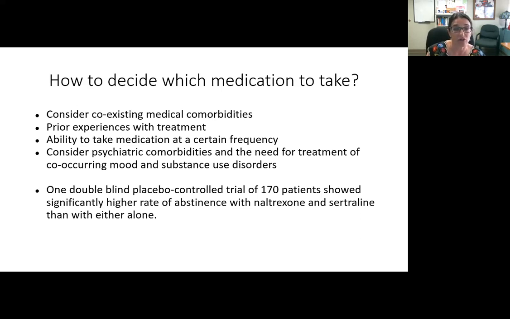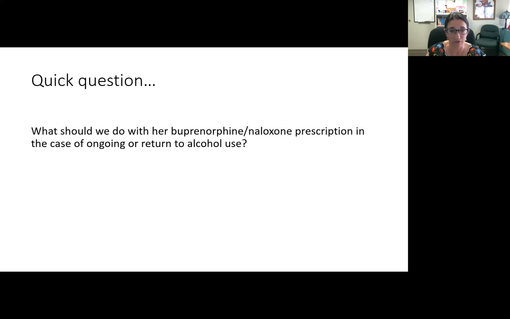Considering their psychiatric comorbidities and the need for treatment of those as well. So we also want to make sure that we aren't neglecting something that may cause someone certainly to drink or to self-treat with alcohol. There was one trial showing a significantly higher rate of abstinence in folks who had co-occurring major depressive disorder and AUD when they had naltrexone and sertraline than when they were prescribed either alone.